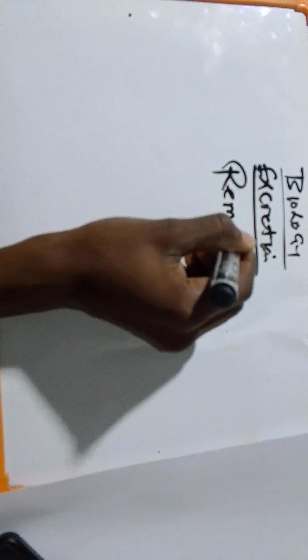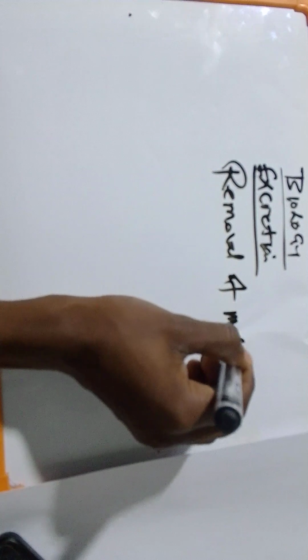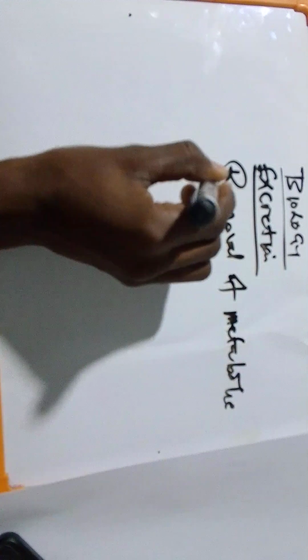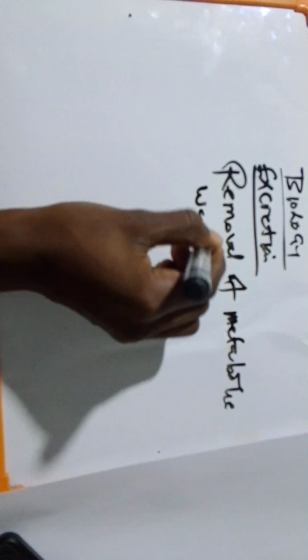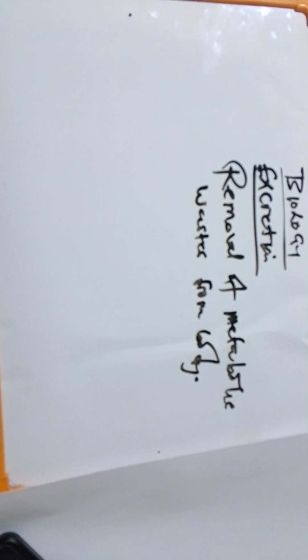So excretion. Now, to differentiate excretion from digestion, don't confuse the two, but they almost perform the same functions but in a different manner. So excretion, we know that it is the removal of metabolic wastes from the body. Now that's a simple definition of excretion.